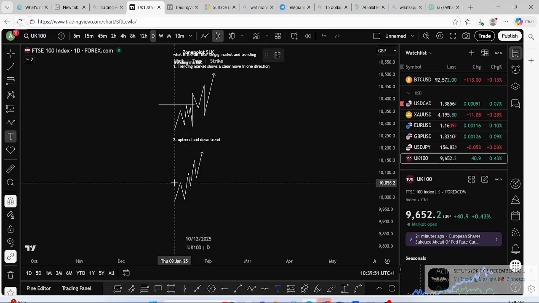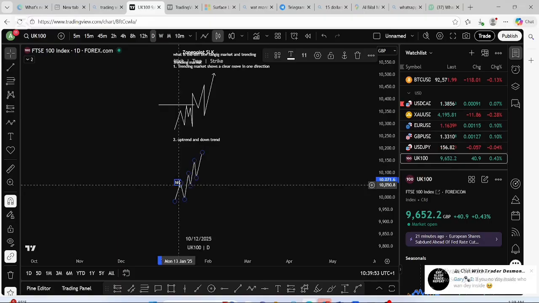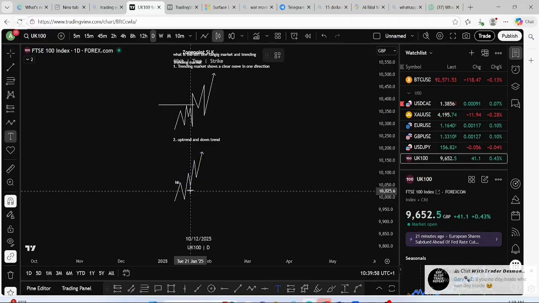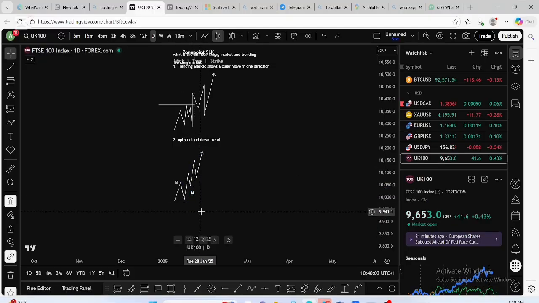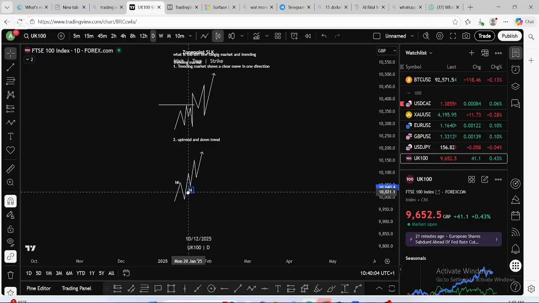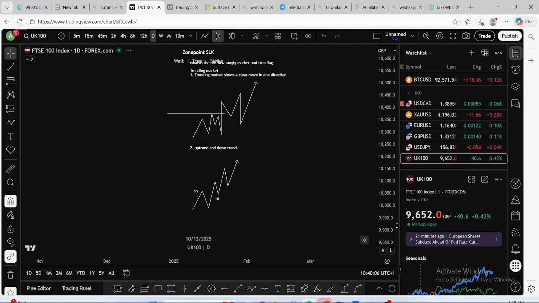When market breaks structure to the upside, it creates a higher high, and when it pulls down to the downside, it creates what? A higher low. This is what I mean.